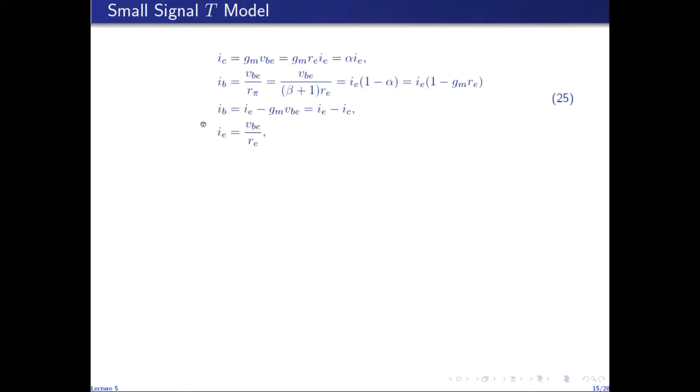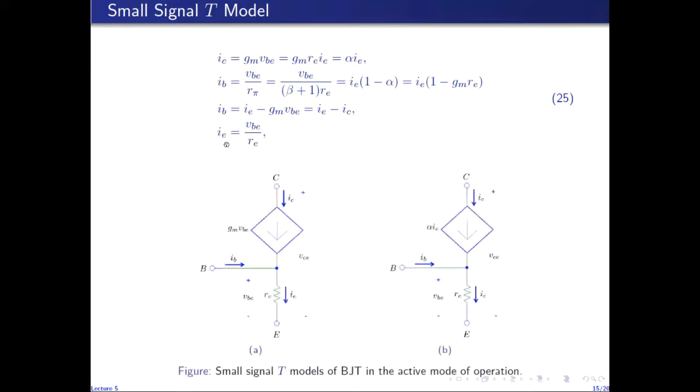So again, using these equations, we can modify the T model, in which the diode has been replaced with a small signal resistance, but in this case the resistance is put in the emitter branch. The forward bias diode has forward bias voltage VBE, and the current through the diode is small IE. So VBE over IE is RE.